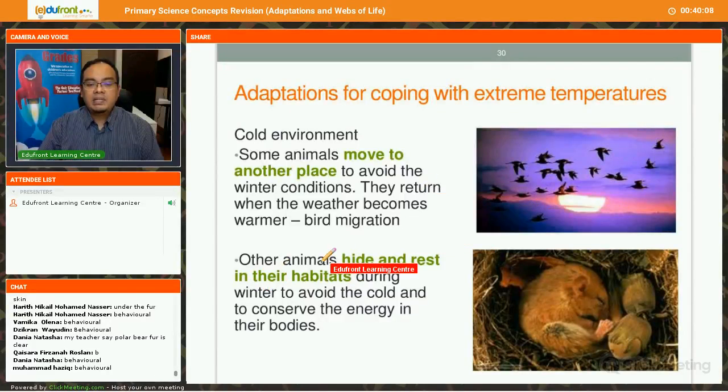So other animals hide and rest in their habitat during winter to avoid the cold and to conserve energy in their bodies. Like what I mentioned just now, the bear hibernates, right? This is another example of behavioral adaptation. They hide and rest in their habitats for a very long period of time, for months, to avoid the cold and to reduce the consumption of energy.